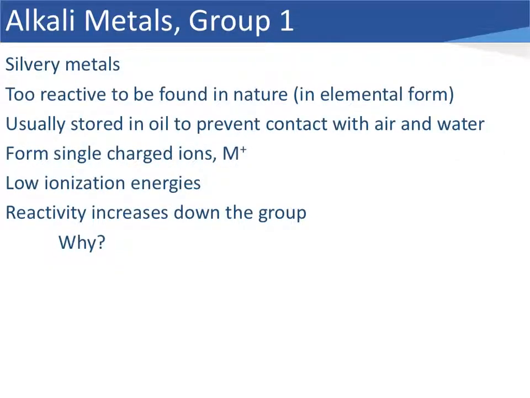Alkali metals, group 1, are kind of silver colored, very reactive, and they're not found in their elemental form in nature. I have some sodium and potassium in my storeroom, and they're stored under oil to prevent contact with air and water. They form 1+ ions, with very low ionization energies relative to other elements, and the reactivity increases down the group. So why is that the case? Well, as you go down the group, the ionization energy decreases, and that leads to a higher reactivity because these metals react by losing an electron.